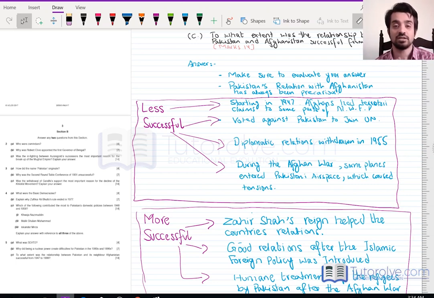Since the inception of Pakistan, Afghanistan has had a cold relationship with Pakistan. Afghanistan was the only country to reject Pakistan's application to the United Nations in 1947, and also they had claims for some parts of the NWFP, and their diplomatic relations were withdrawn in 1955 due to the constant threat of communism seeping into the government. During the Afghan War, some planes actually entered Pakistan, and they managed to bomb some of the places, which increased tensions between the two neighboring countries.